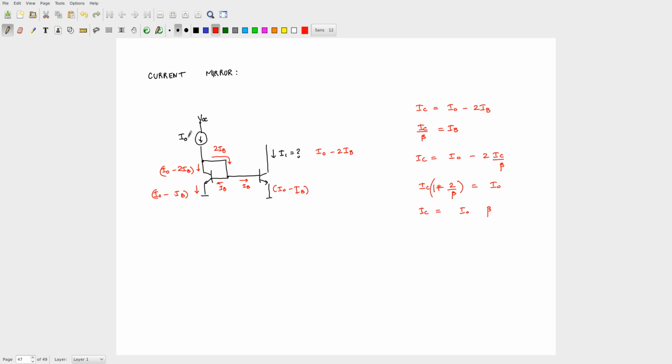Okay, so if you have I naught flowing here, the current that is flowing here will be how much? It will be I naught into beta by beta plus 2. Okay, so there will be a small mismatch between the reference current and the other current. So you have to keep this into account when you do things, and that is why in many op-amp circuits, instead of having a single BJT in the input stage, the differential amplifier will actually have a connection like this.